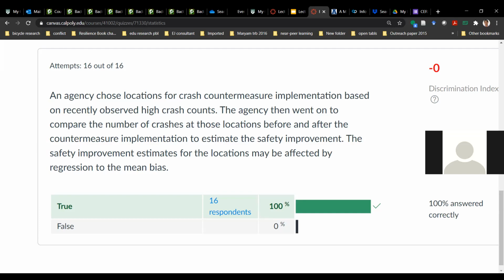But the problem is, because crashes are random events, and because their distribution over the long term regresses to their long-term average, if you select locations that have had high crash counts, they would go down almost by default over time, right? So it's very important for agencies to tease out what improvement is based on just regression to the mean and what improvement is based on their actual intervention, because that can help improve decision making going forward.